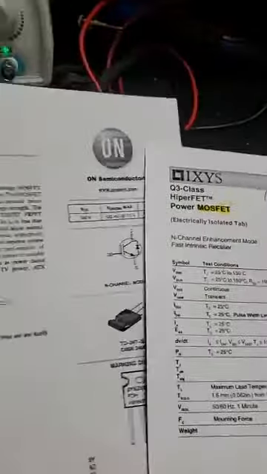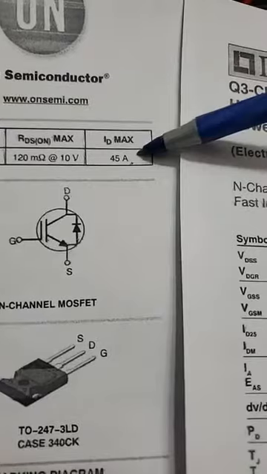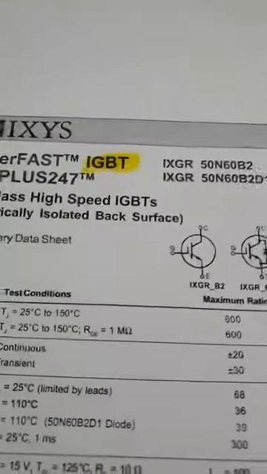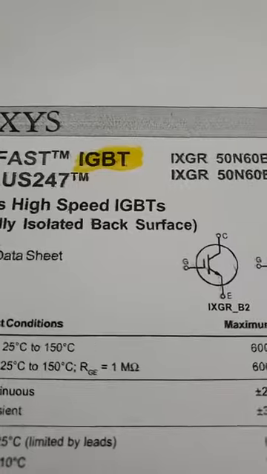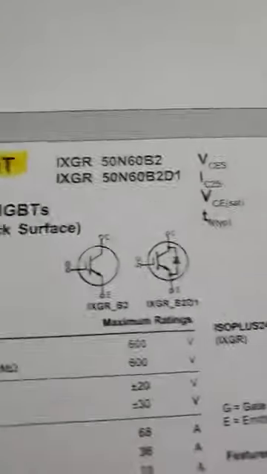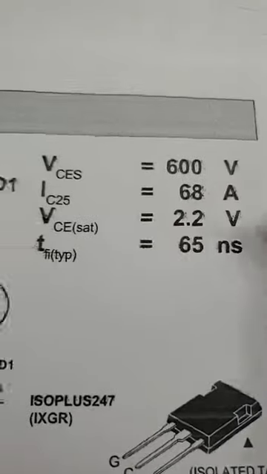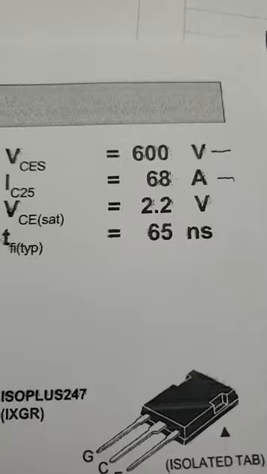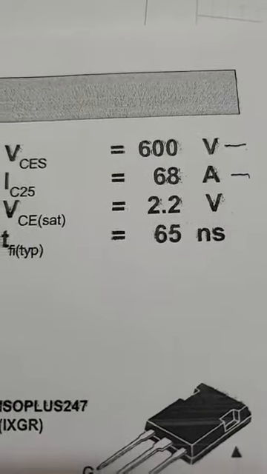The better MOSFET of the two of them was able to handle 45 amps. So this is the better MOSFET as far as current handling capability of these two MOSFETs, right? Look at the IGBT. The IGBT can also be used in a similar circuit instead of the MOSFETs, but look at what the IGBT can handle, right? The IGBT can handle 600 volts, but look at the amp rating. This thing can handle 68 amps, right?